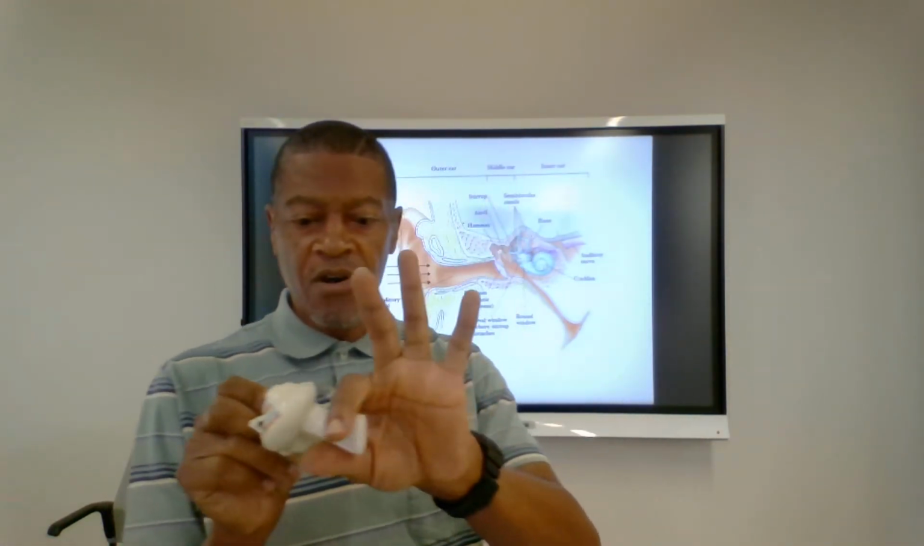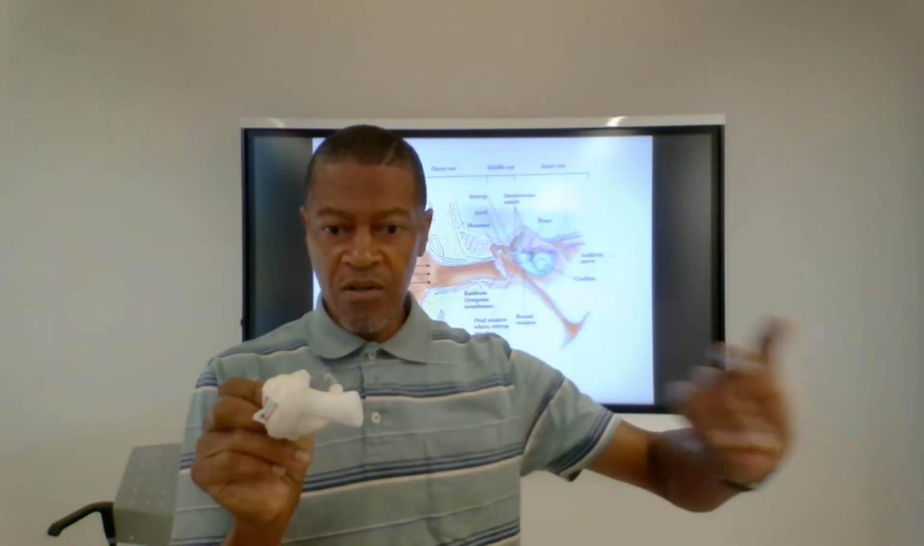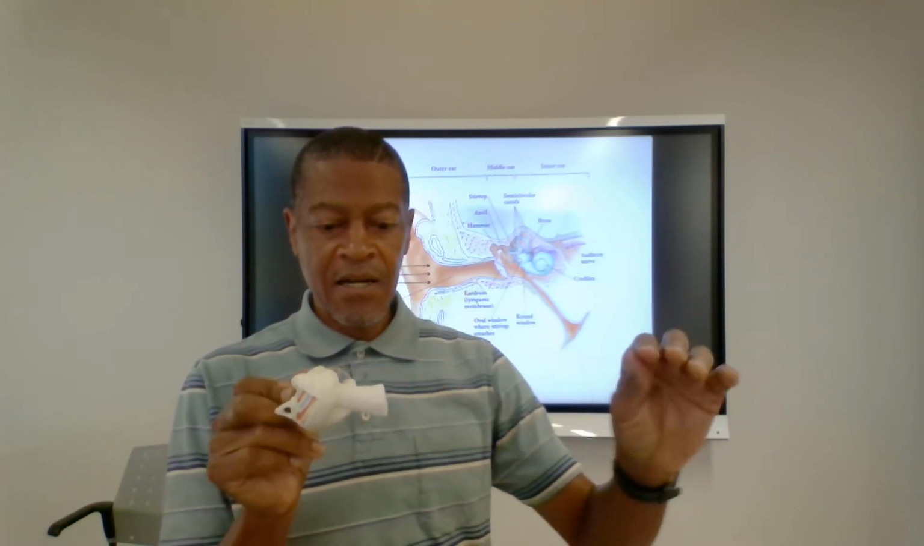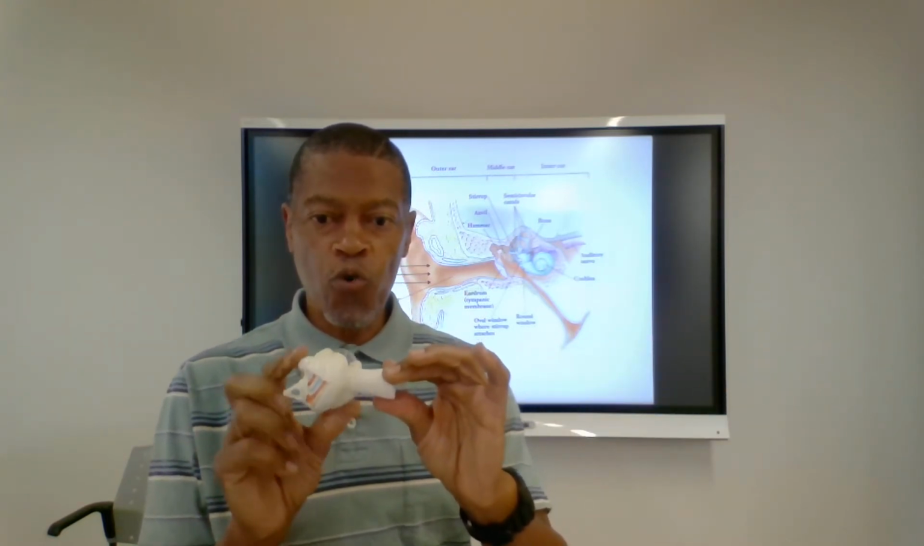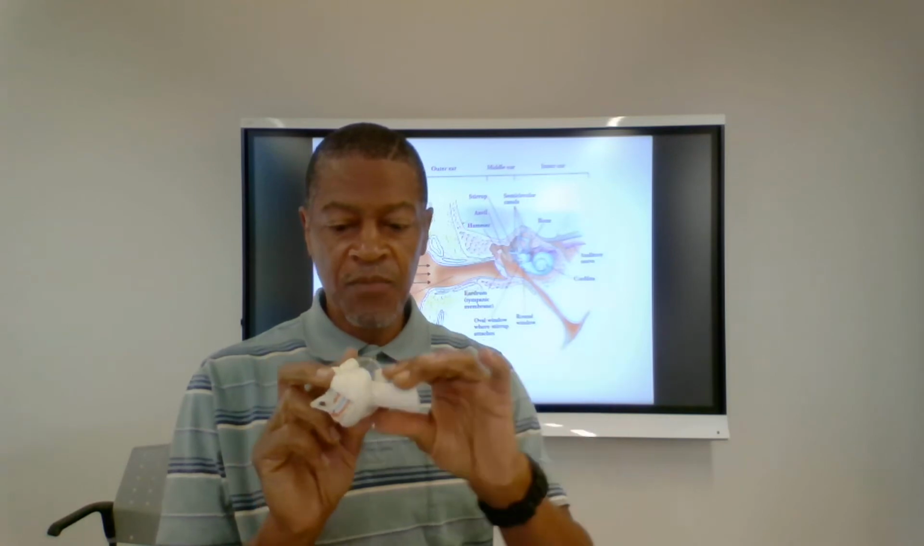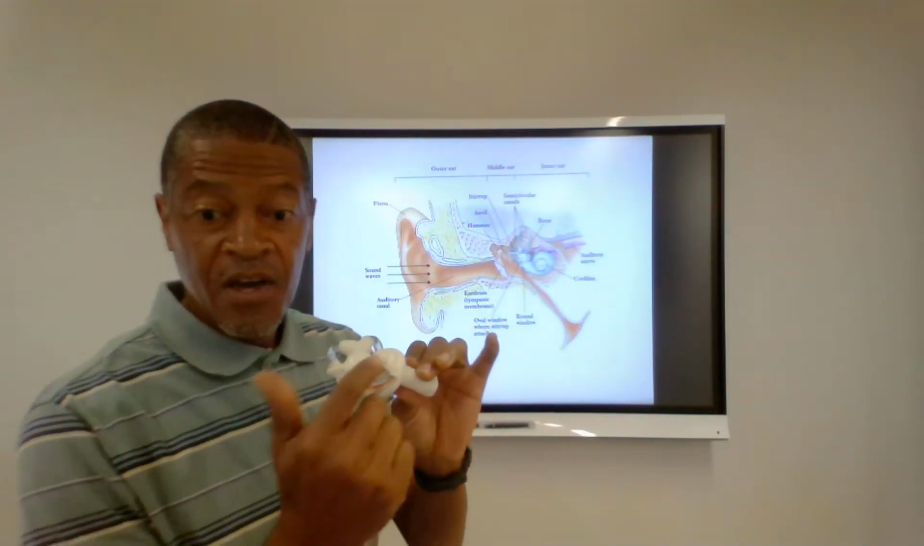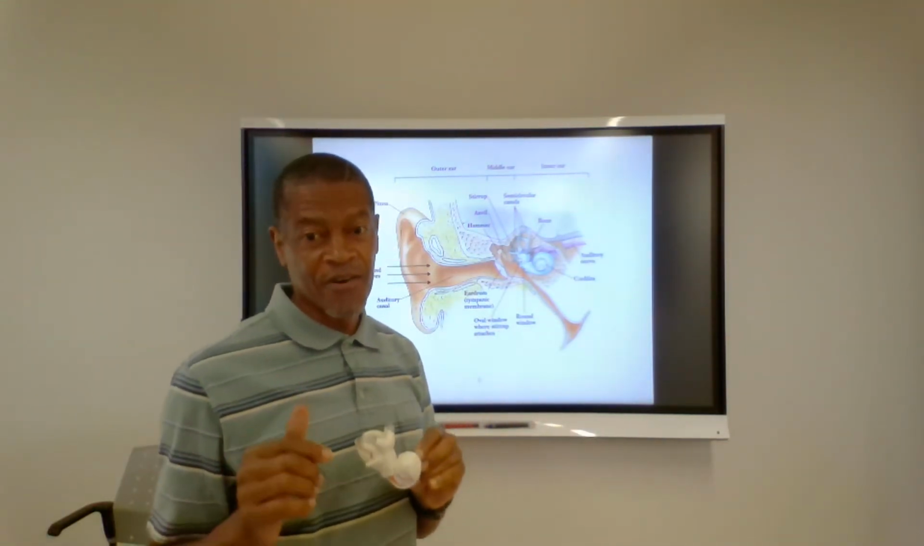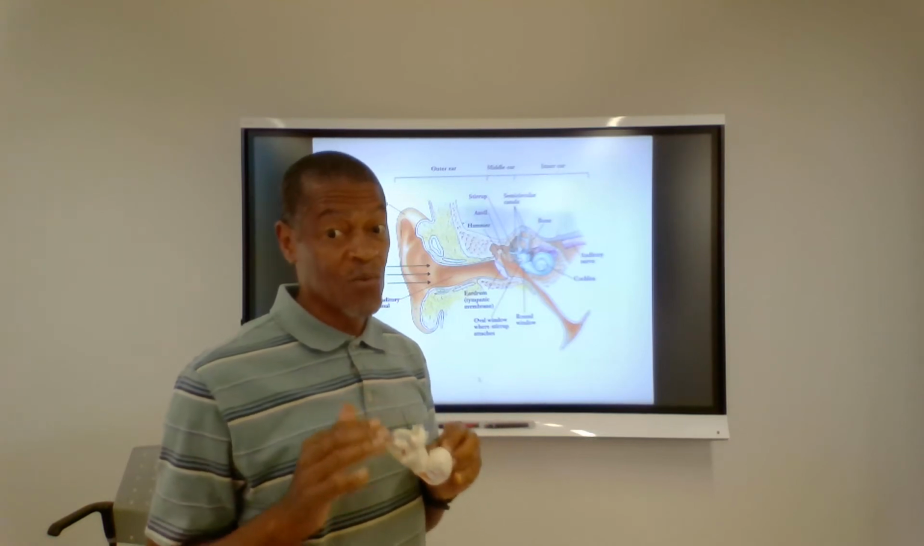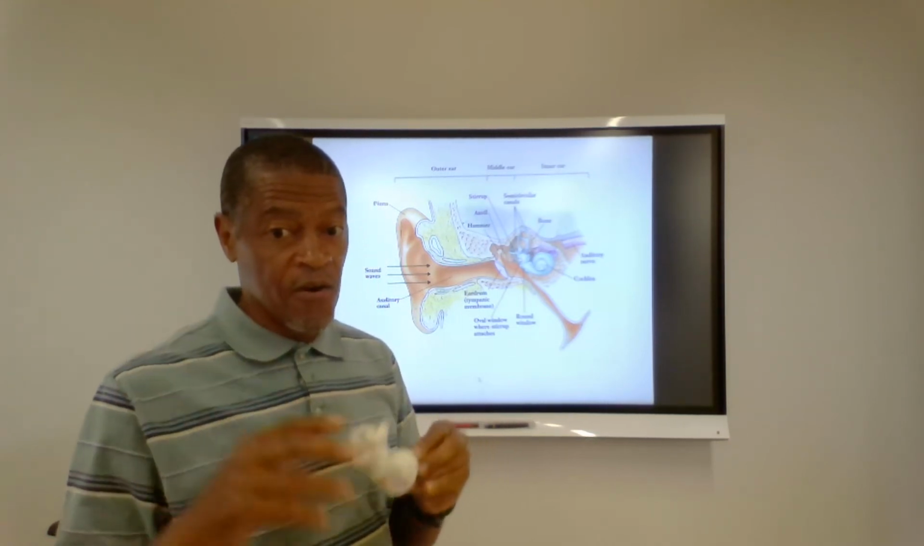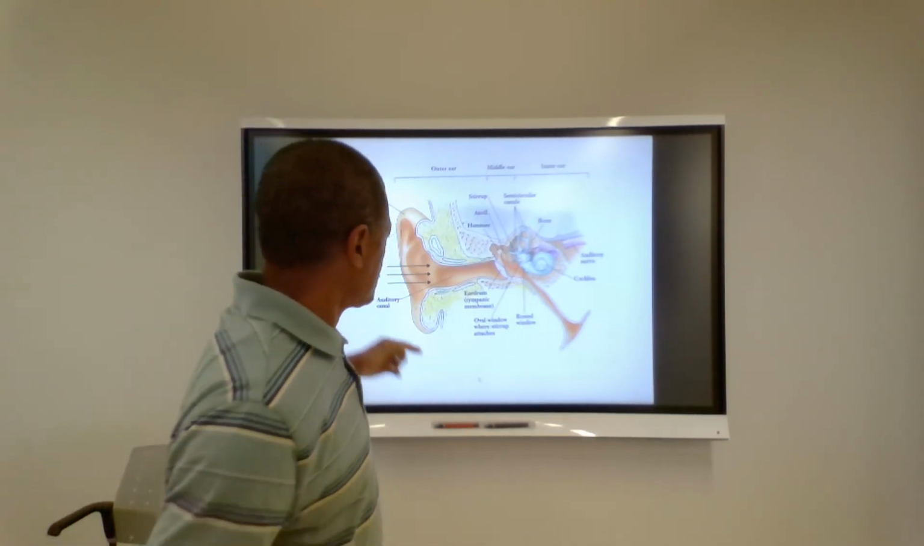This right here is the nerve that goes to the brain, cranial nerve 8, the vestibulocochlear nerve. So the inside here is where the actual cells are for hearing. So now we're dealing with what we're trying to hear from the outside world.